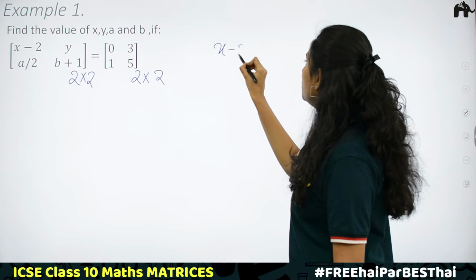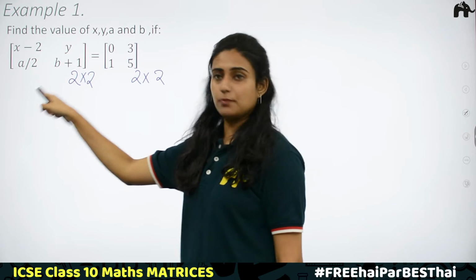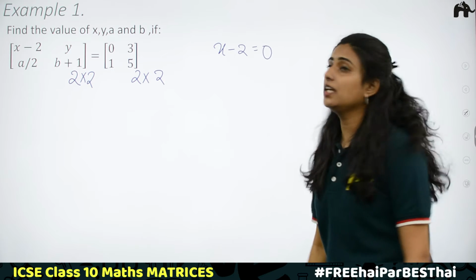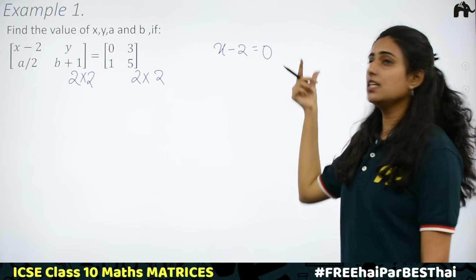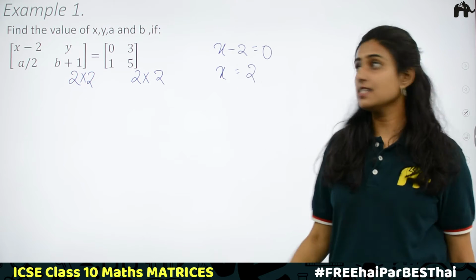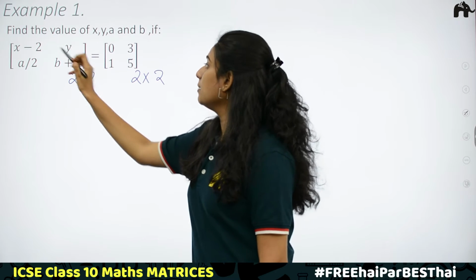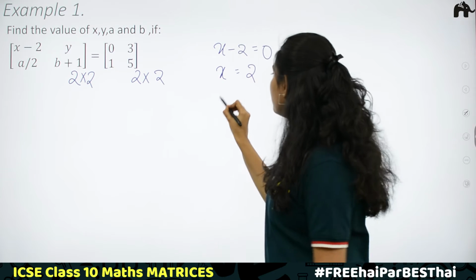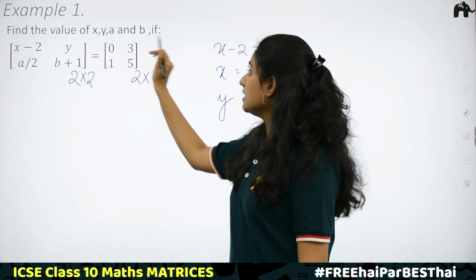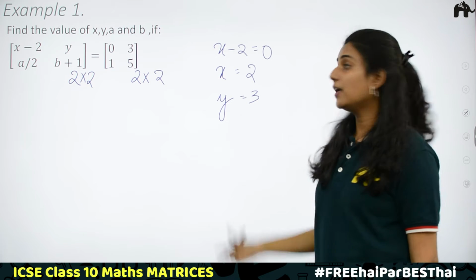Now, the corresponding elements should be equal because they are equal matrices. x minus 2 is the element that belongs to the first row and the first column. Here, in the first row and first column we have 0. Therefore, x minus 2 should be equal to 0. If x minus 2 is equal to 0, then x will be equal to 2. Yes, minus 2 goes to the other side and becomes 2. Now check this element, the element of the first row and second column. We have y. Now check in this matrix: the element that belongs to the first row and the second column is 3. Therefore, the value of y will be equal to 3.